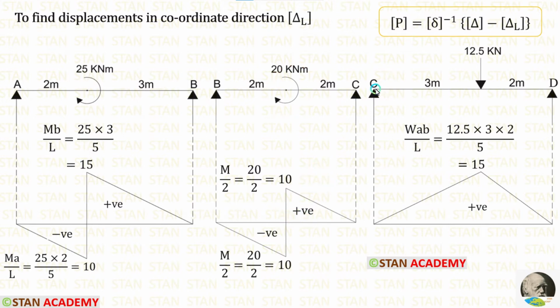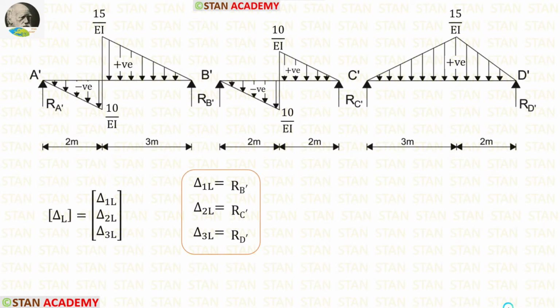Now let us take the beam CD. Here there is a point load 12.5 kN. This point load is not acting on the center. The formula to calculate the ordinate is WAB upon L. Here W is 12.5, A is 3, B is 2. When we apply the values inside the formula, we are getting 15. Now let us make the conjugated beams. In the conjugated beams, we have to divide the ordinates by EI.